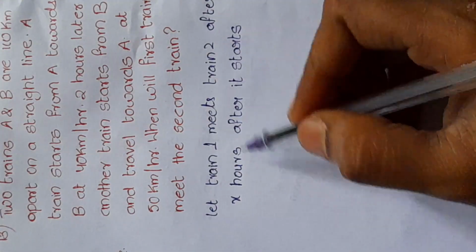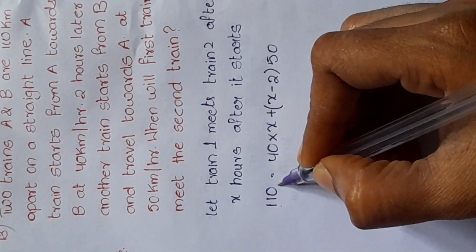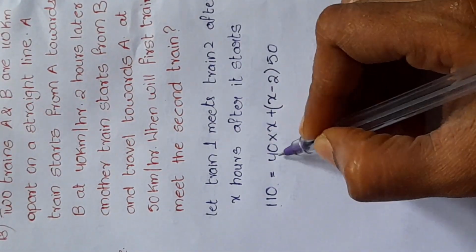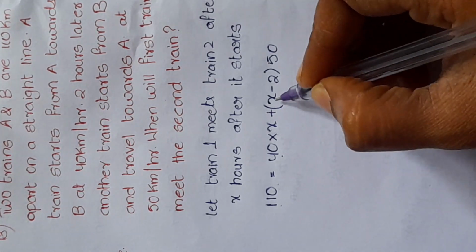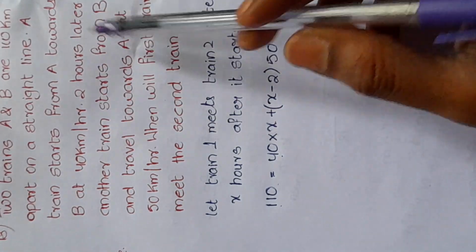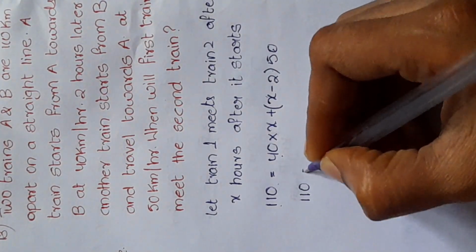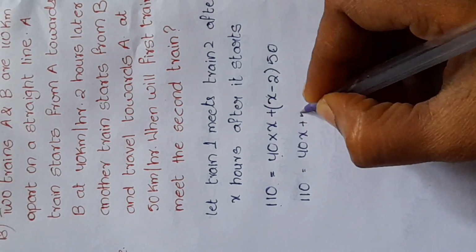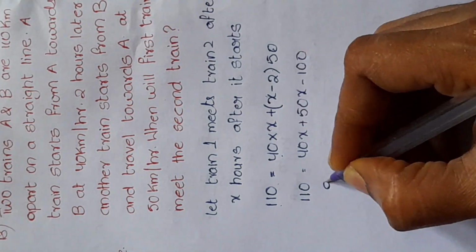Let the first train meet the second train after x hours. The total distance travelled is 110 kilometers. Distance is equal to speed into time. Speed is 40 and time taken is x hours in the first train case, and the second train starts 2 hours later, so x minus 2 into the speed, which is 50. We can write this as 110 is equal to 40x plus 50x minus 100.